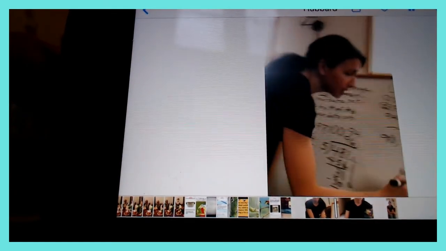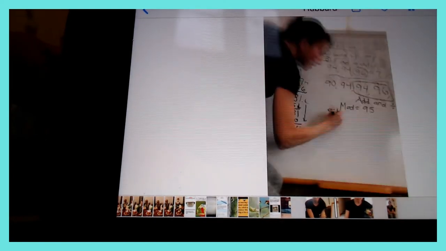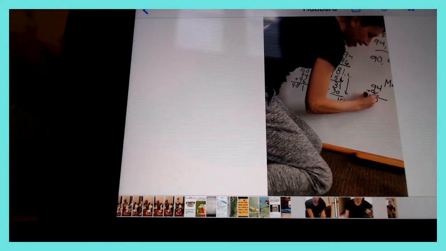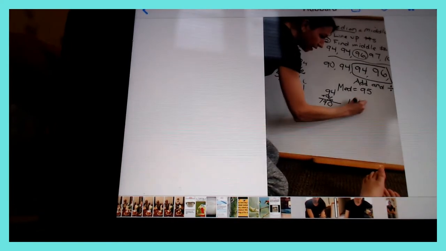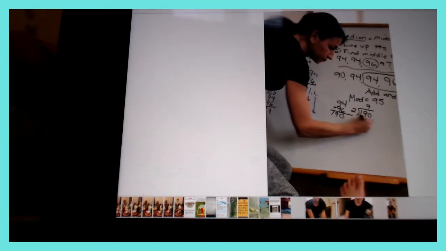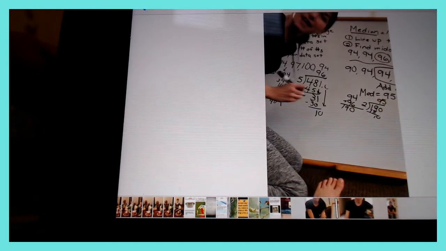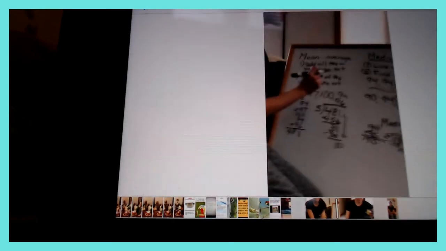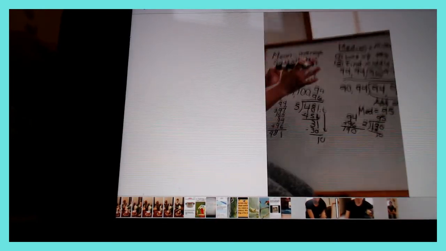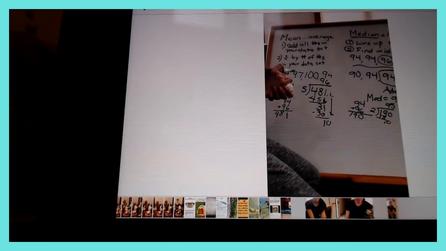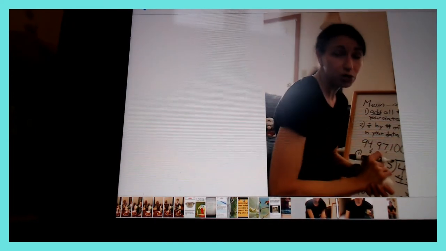And plus, I can prove that again. 94 plus 96 is 190. 190 divided by 2. Oh, look at that. 95. I love it when that works. All right, so mean and median. We got another M word for today. And it's the easiest one, and it's going to be the one you like the best.